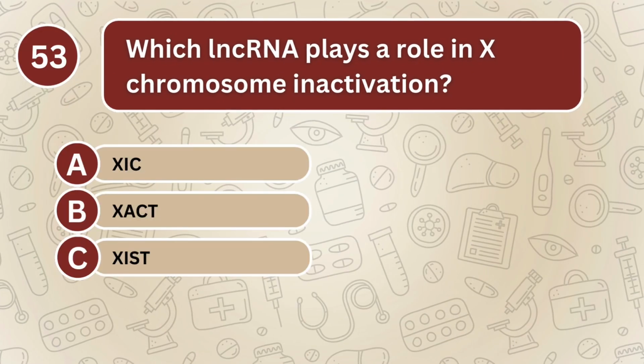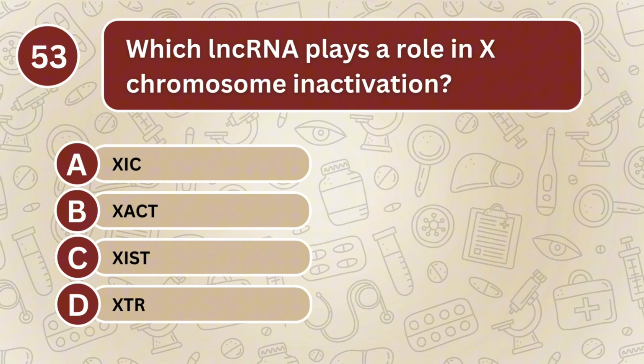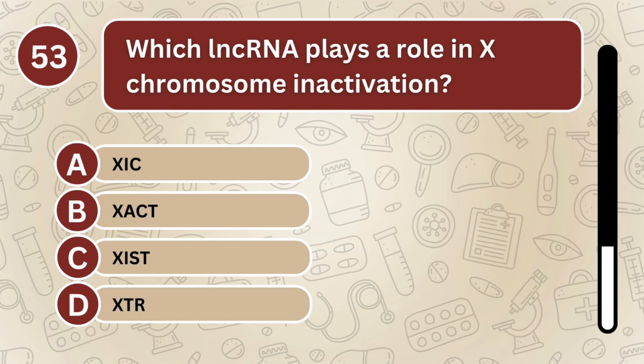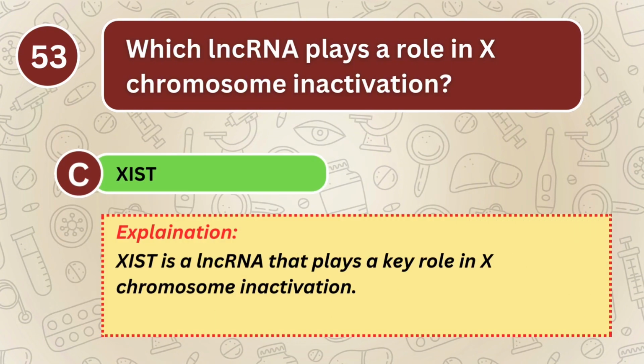Which long non-coding RNA plays a role in X chromosome inactivation? A, B, C, or D? Correct answer is C. Xist.